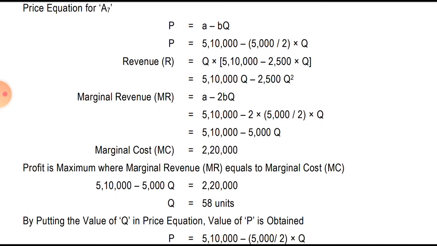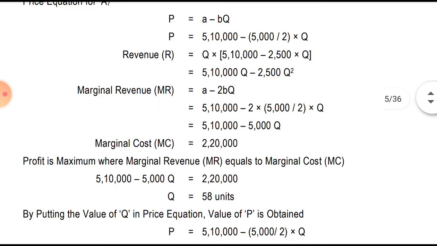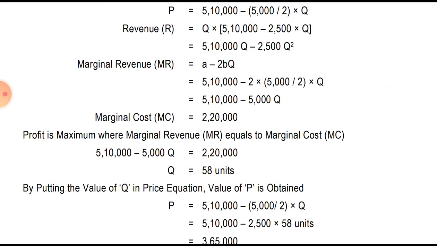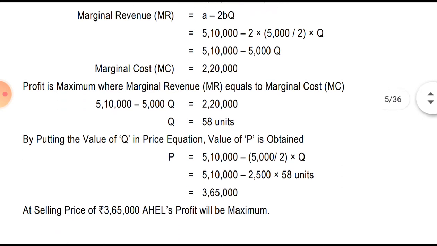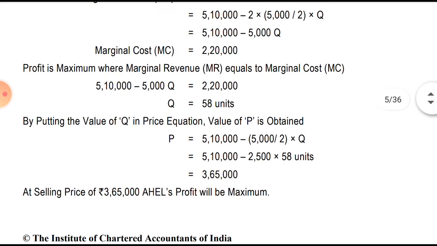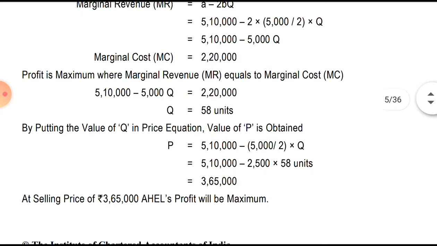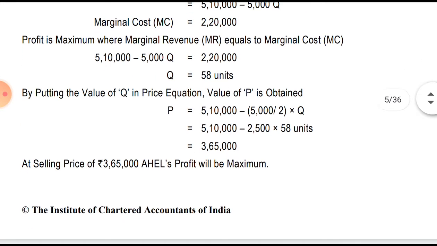This will remain as it is, it will not be used in any calculation further. Marginal revenue is A minus 2BQ, that is 5,10,000 minus 2 into 5,000 divided by 2 into Q, amounting to 5,10,000 minus 5,000 Q. Marginal cost is 2,20,000 as mentioned in the question. Now to maximize profit, MR is equal to MC. So 5,10,000 minus 5,000 Q is equal to 2,20,000, and we get Q as 58.